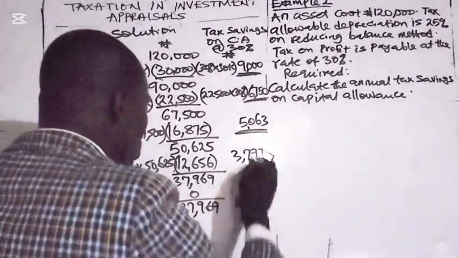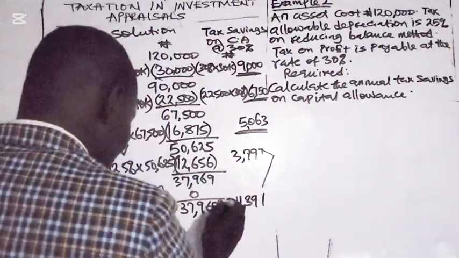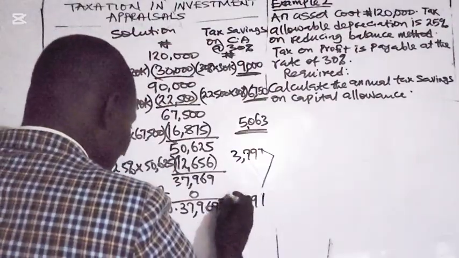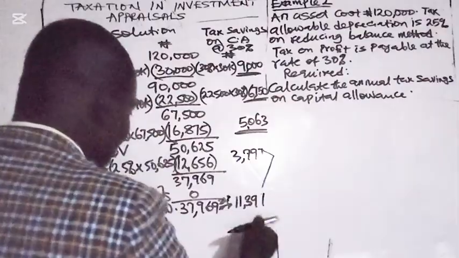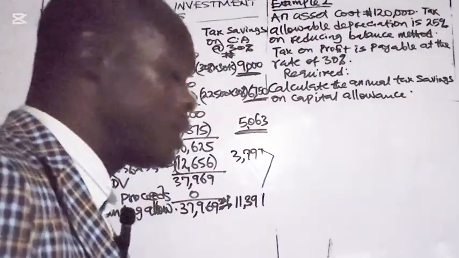You may sum up these two. As the tax savings, you know it is 30% of this that gives us this. 30% of this gives us this. So that is the calculation of capital allowance.